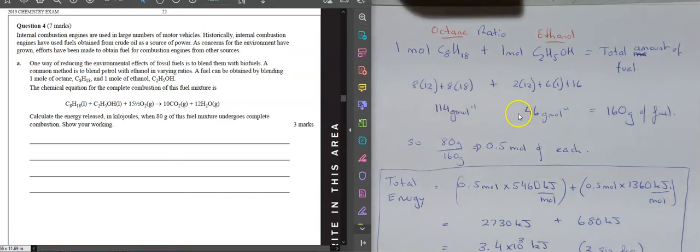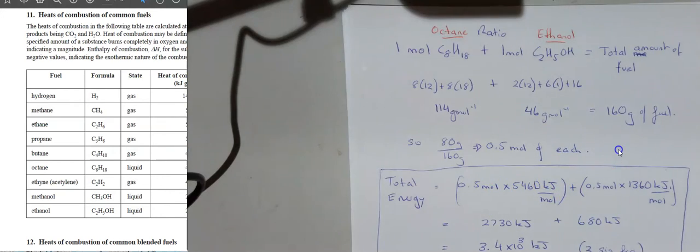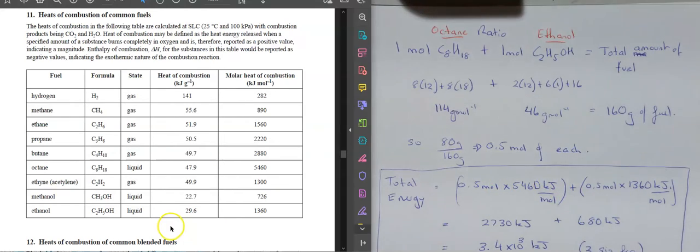So if you have 1 mole of each, then you would have 160 grams of fuel. But if you've got 80 grams, then you would only have half a mole of each. So you can just look up your data booklet for the amount of energy of octane per mole and ethanol per mole, multiply that, and find out how many kilojoules you would get from each. Moles cancel, etc., etc.